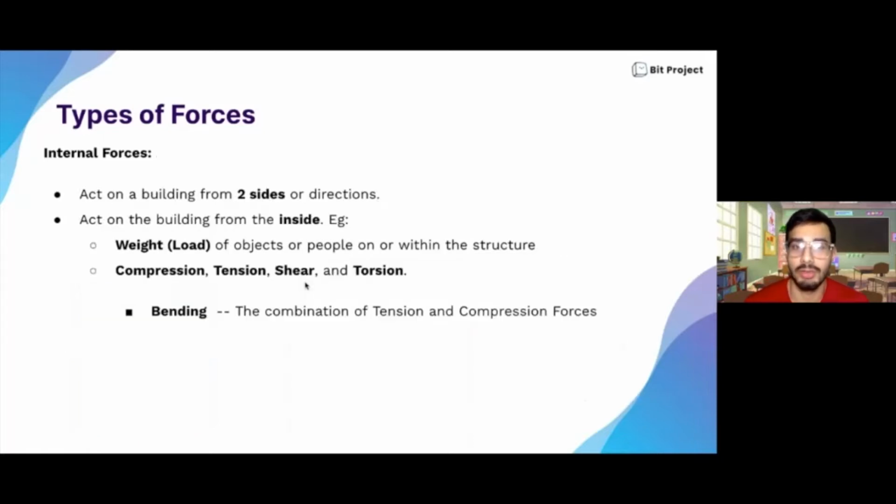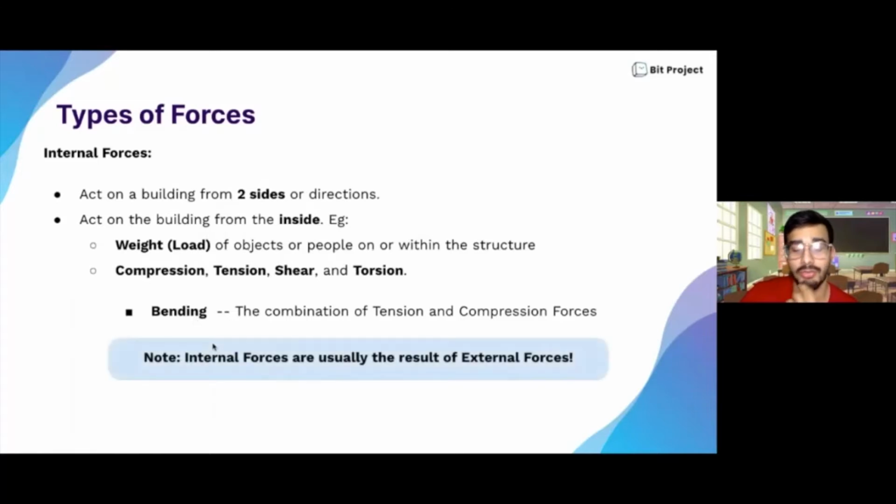So in terms of internal forces, these are forces acting from within the building and usually in two directions or from both sides. The first being, again, weight or load, but this is from objects or people within the structure. And then we have compression, tension, shear, torsion, and bending. And that's a lot of words right there, but we're going to define them and see an image of how these forces work.